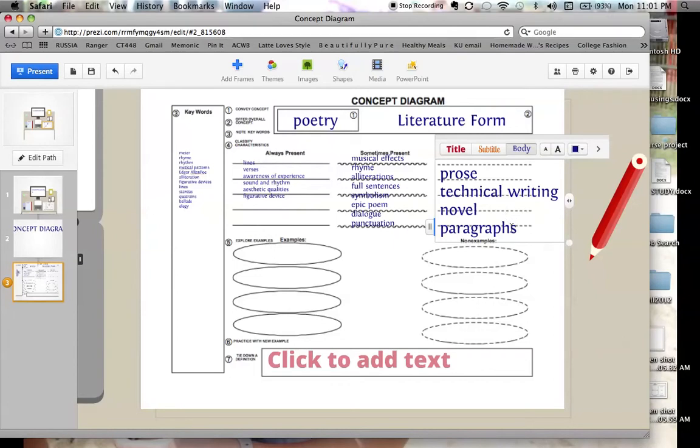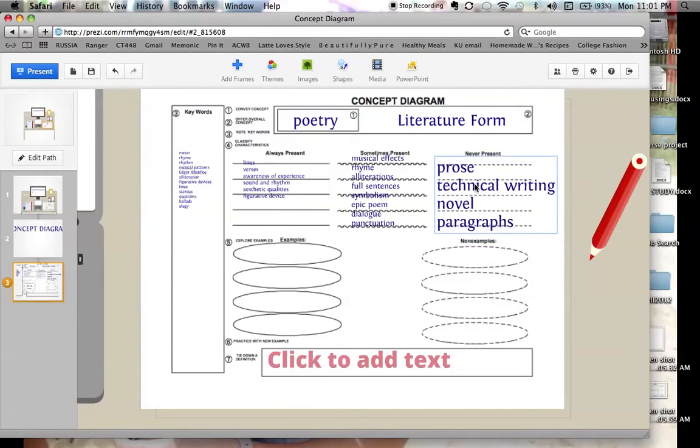And it's actually pretty difficult to pinpoint some of the things that you're not going to see because so much can happen in poetry. So what's never present is pretty much what poetry isn't, such as technical writing or prose.